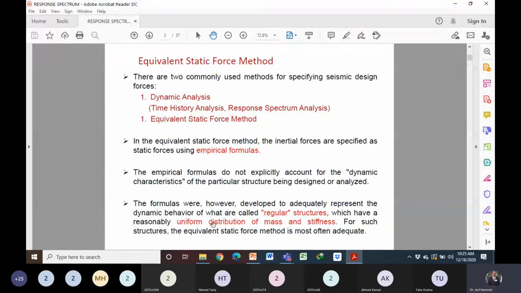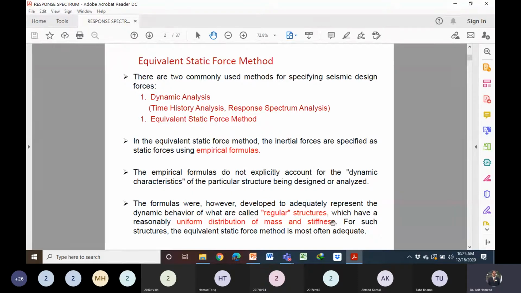What are those limitations? We can use this method only for the regular structures. You can see the limits or the limitation of this method in the building code of Pakistan. So in general, they can be used only for the regular structure, having the uniform distribution of mass and stiffness. There should not be irregularity in the plane and in the elevation.